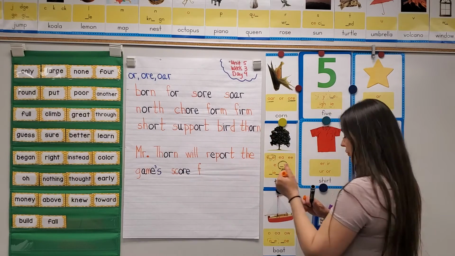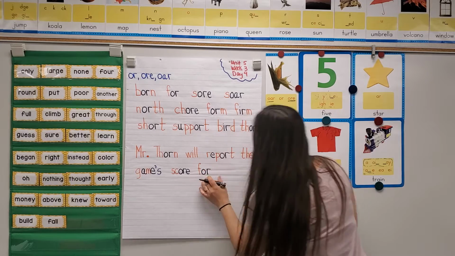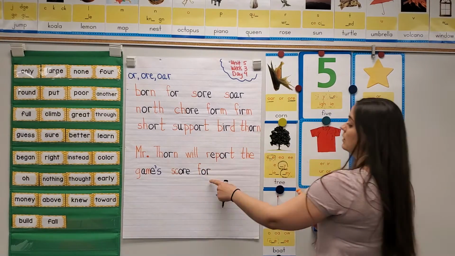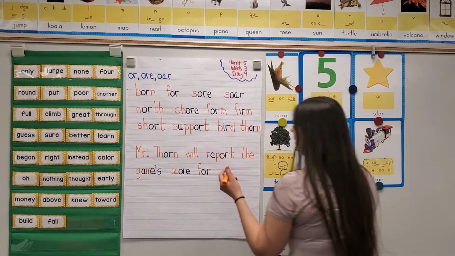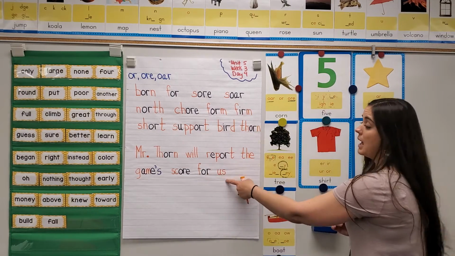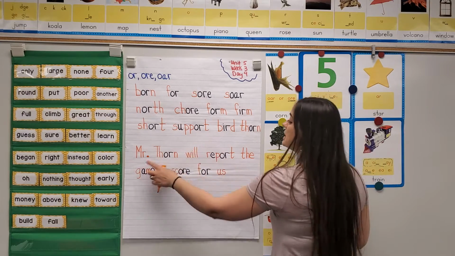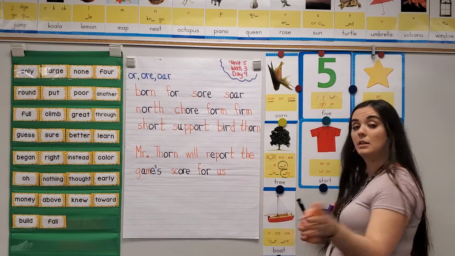F says f, and O-R, high frequency word. Now we can sound it out. Or, for. And high frequency word us. Mr. Thorn will report the game's score for us. Your turn.